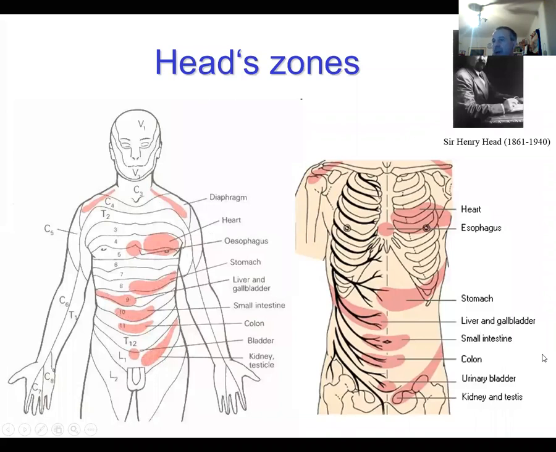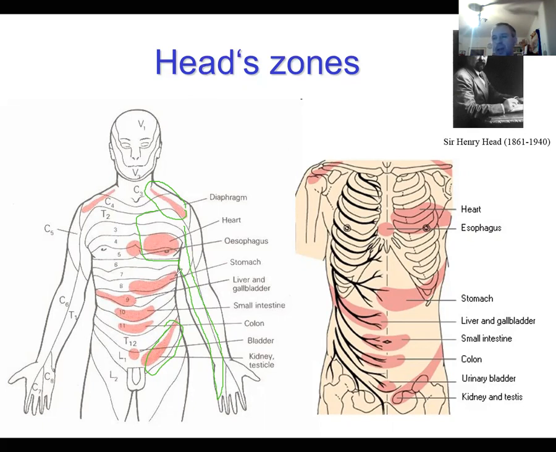So here you can see the Head's zones, and for some organs the Head's zone is quite similar to where we find the organ. So for example, stomach in the left hypochondrium, liver a bit below the right hypochondrium, but some of them are a bit moved, and these are, for example, kidney and testis, which we find in the inguinal area, diaphragm, which we find in the shoulder, and heart, which is shown here very small, but the heart is here, as the fibers supplying the heart come from T1 to T4, and don't forget that T1 comes also into the left upper limb, and it can even come as low as the little finger.